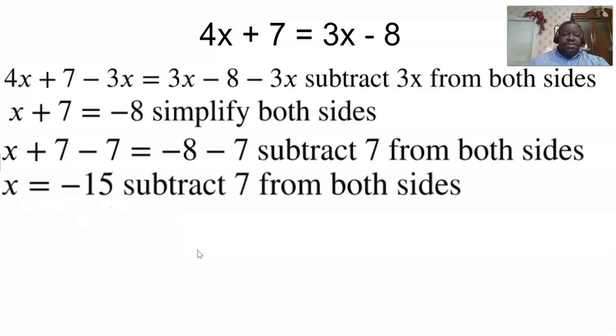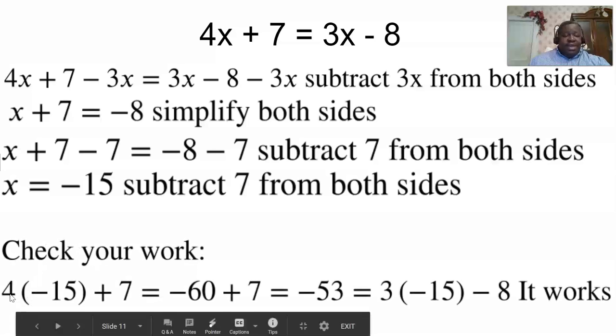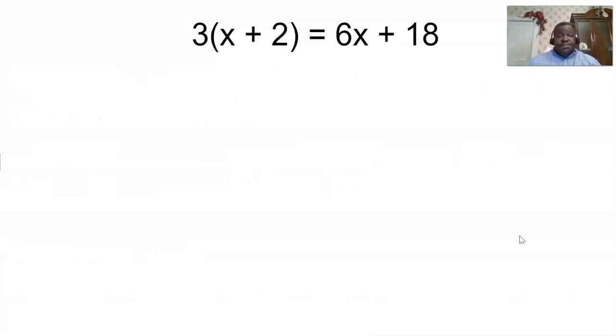Like we've done with the previous problems, let's check to see if our solution is accurate. When we check our work, we have 4 times -15 plus 7. 4 times -15 is -60. -60 plus 7 is -53. That's what we get from the left-hand side. Now let's look at the right-hand side. 3 times -15 is -45. -45 minus 8 will also give us -53. It does work.